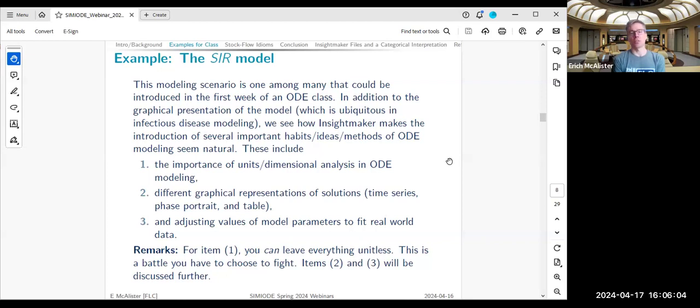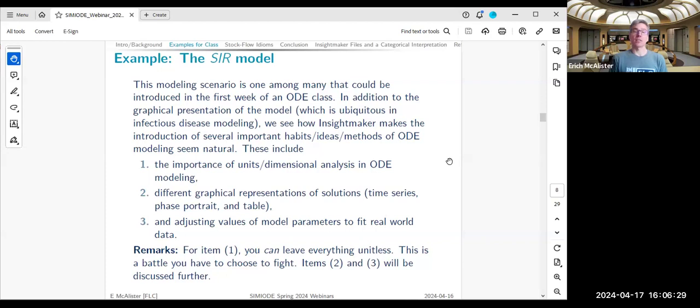There is a certain, right, and I say it's a battle you have to choose to fight. What I mean by that is you need to be able to tell the students, hey, I want you to do this for a reason, and then you have to assess it. So just to back up, I use the word assess.